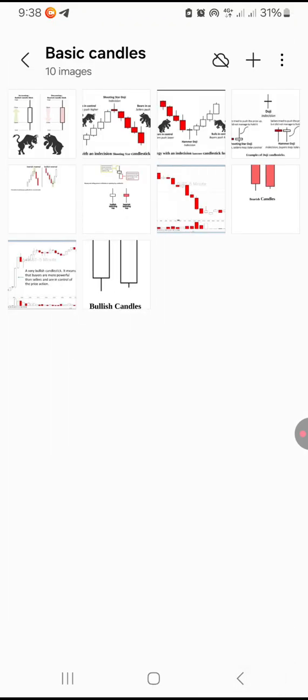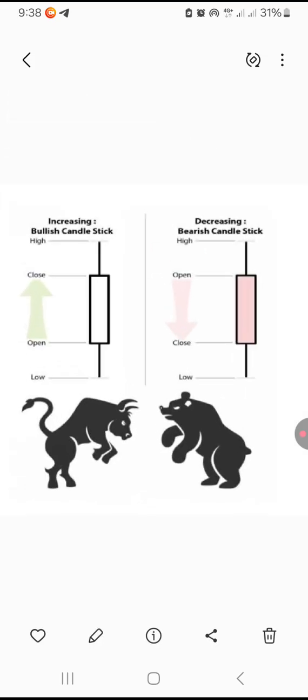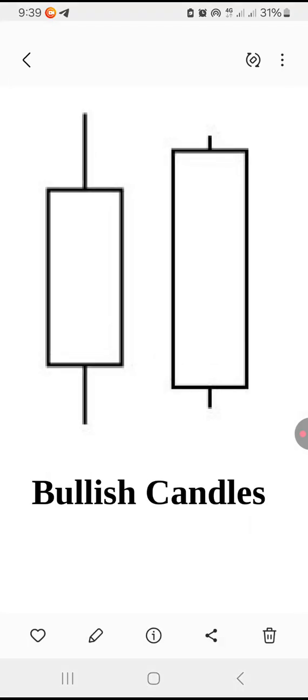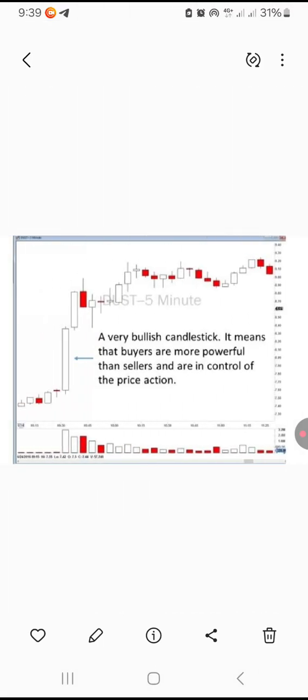Then, let me even show you what a wick is. Let me show you. So we just digest it easily. So this is what a bullish candle looks like. So now this is a very bullish candle.